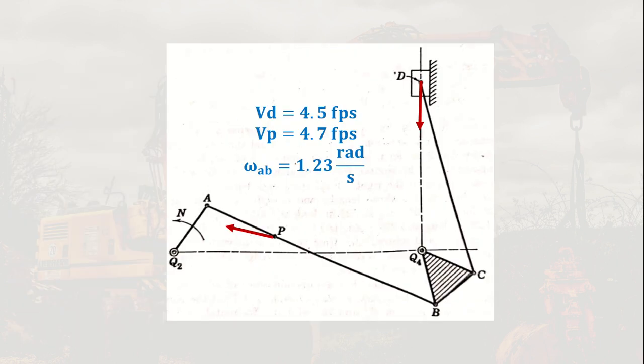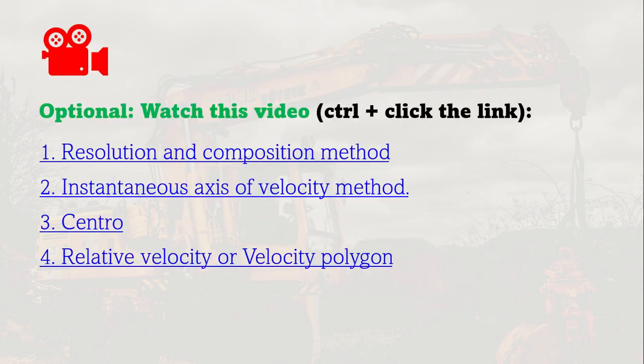So if we're going to finalize our answer, this is how it would look like. The velocity of D is moving downward. The velocity of B is moving in that direction based on the polygon. And then these are the values that we get from the calculation. So it's important to summarize your final answer so that it will be easier also to check.